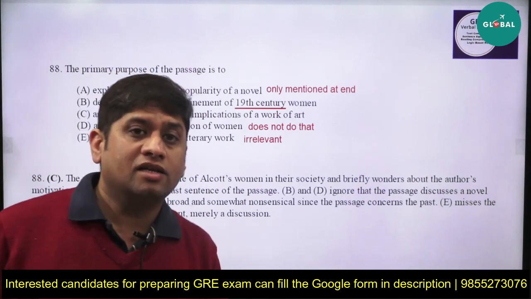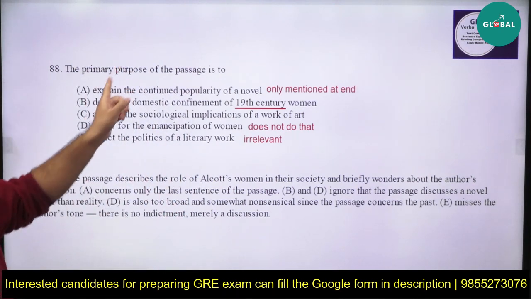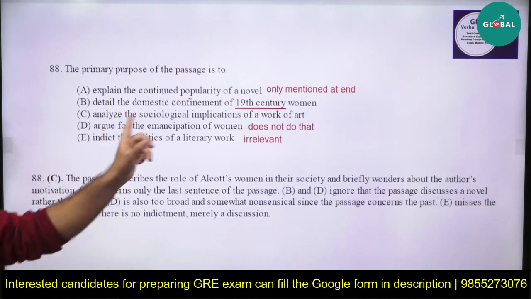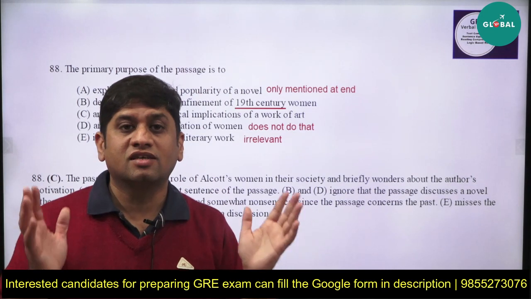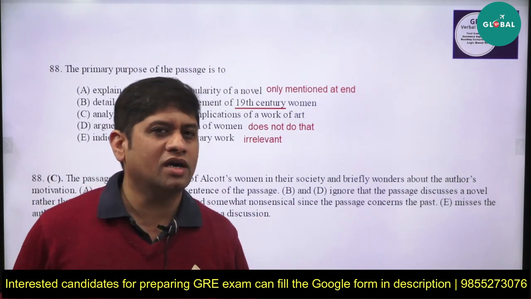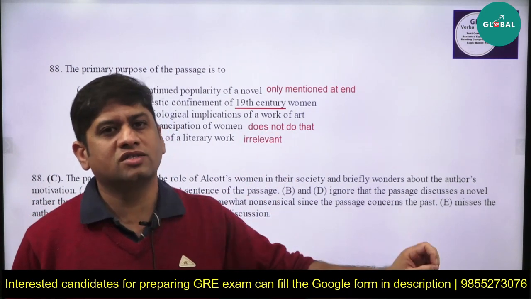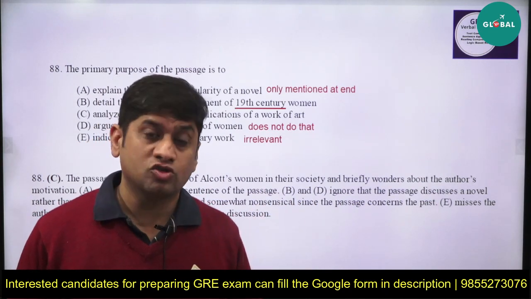Now what I normally tell students is, we can say A is not correct, B is not correct, D is not correct, E is not correct. There are reasons why we can say these are not correct. So what is left is the right answer. In GRE this happens very often, that you should find out the wrong answers instead of finding the right answer. That should be done.